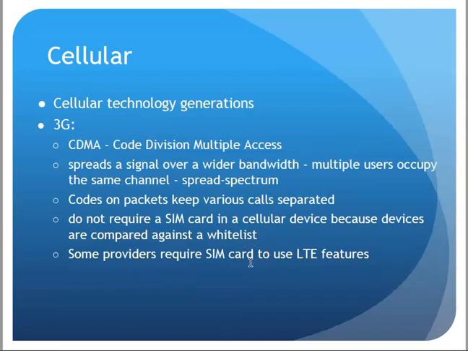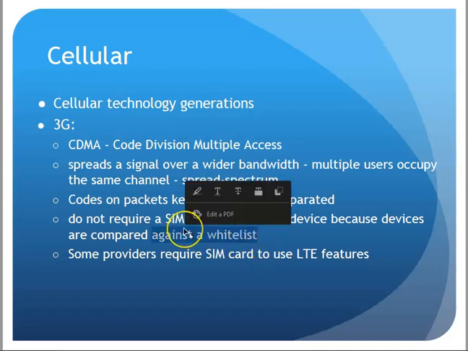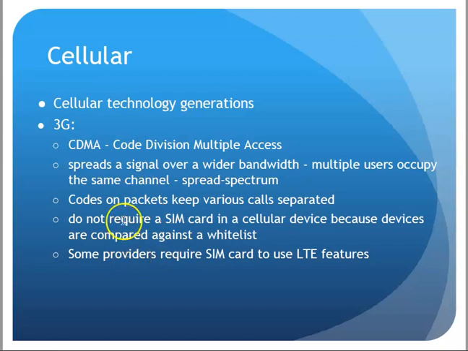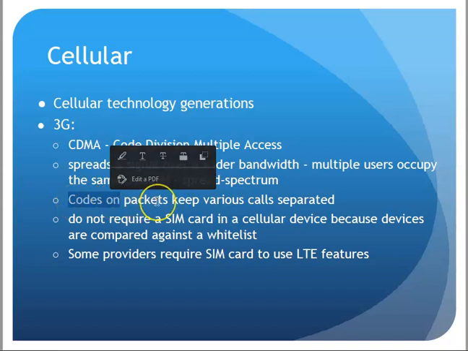CDMA, less popular, but CDMA, instead of using the SIM cards, compared your phone against a white list. Meaning, was your phone on the list? It was, okay, you're allowed to use our network equipment. So here, with CDMA, the signal spread over the whole bandwidth, a wider part of the bandwidth, and these packets were separated by codes. Codes on the packet kept the various calls separated, so it knew this code was this call, this code was this call.